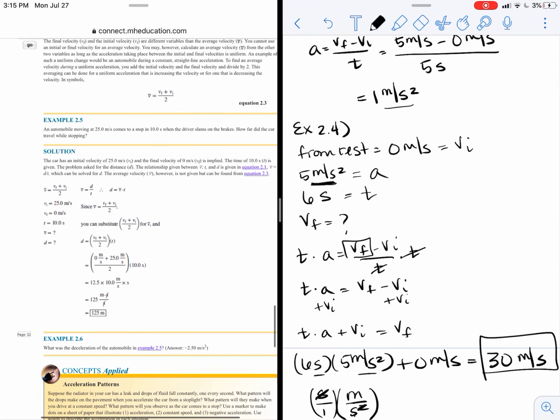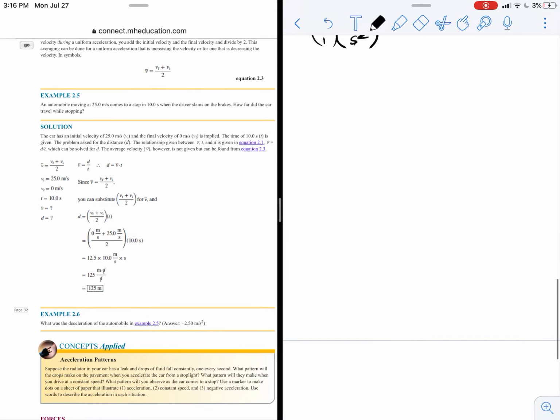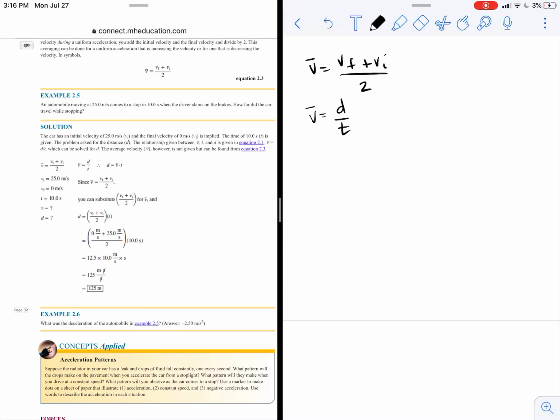All right, now I had told you that there was another example using this equation that shows you how to find average velocity. It does it by taking the final velocity plus the initial velocity, divided by 2. We've done this one already, where speed or velocity is equal to distance divided by time.